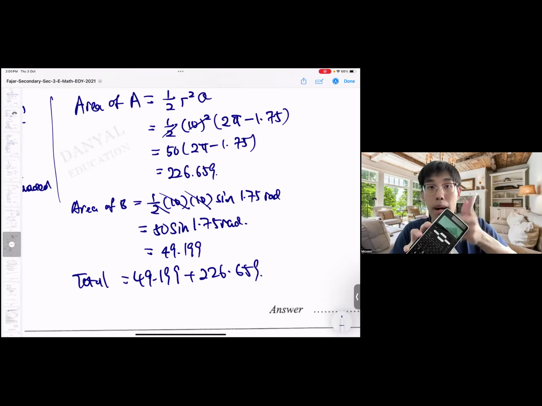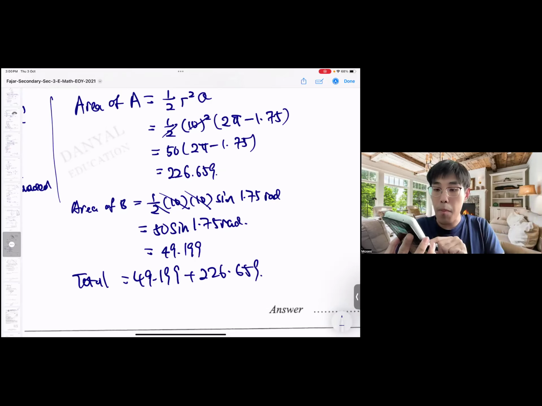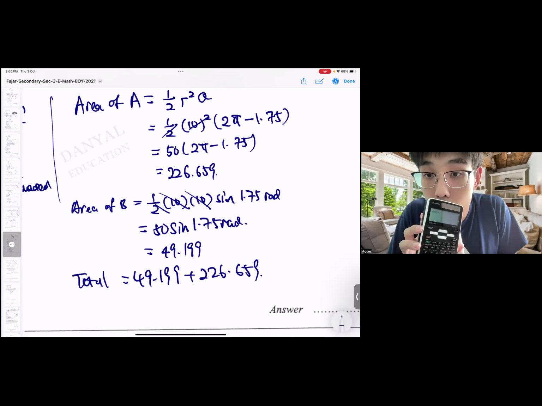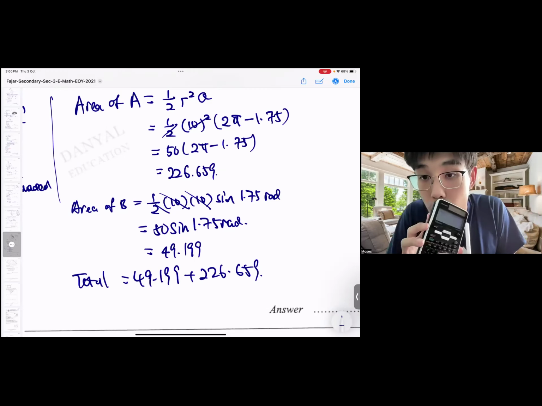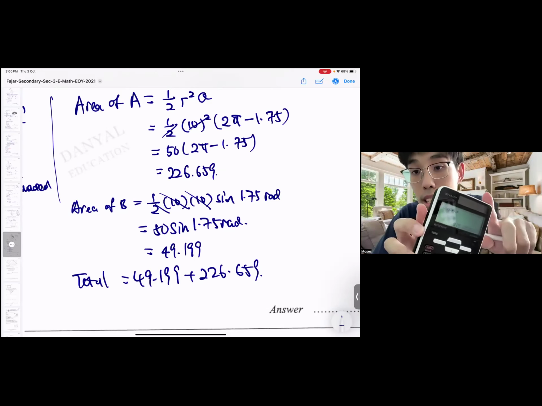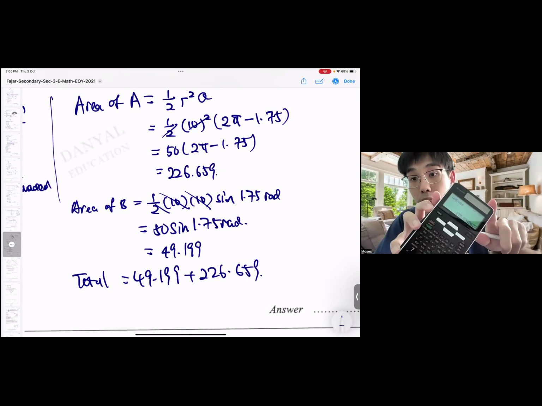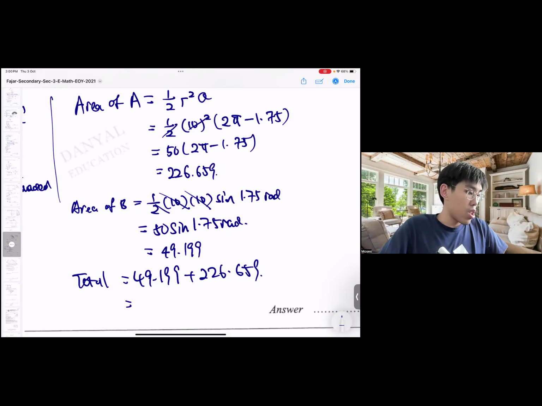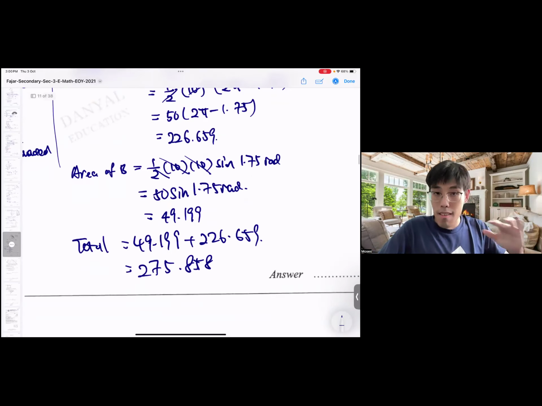But what I do in my calculator here, I press recall. Okay, recall. Then I press 8 because I stored the value inside there just now. Then I press equal. I'll get 275.858. So the answer is 275.858. Okay, answer very nice already.